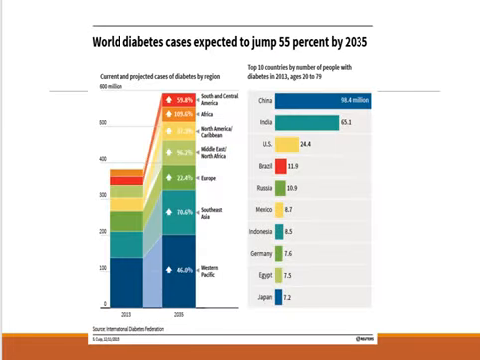Of course, diabetes is expected to jump by 50-something% by 2035. This is data from 2013 showing in China there's almost 100 million people with diabetes. In India there's 65 million people. We're not too far behind. We've got almost 25 million people with diabetes, and so it's definitely a prevalent disease and one that you will definitely need to manage adequately.